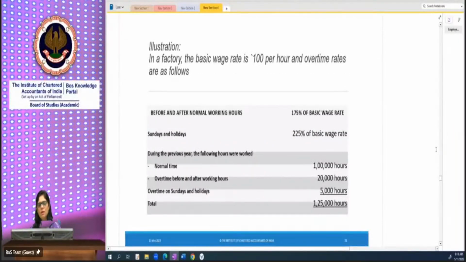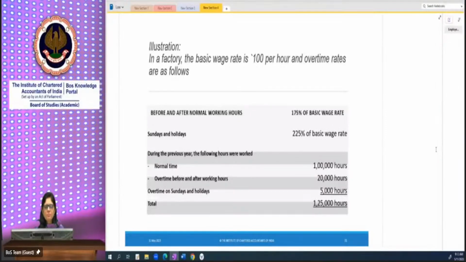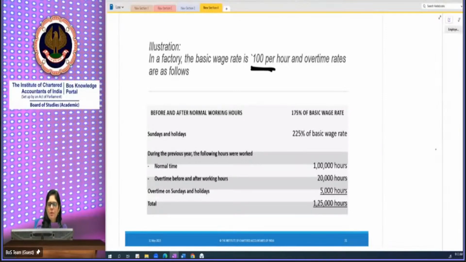Now this illustration probably will make it more clear for you, Darshan, how overtime is treated in the costing accounts. Just take a note of this question, please. The basic wage rate is 100 per hour and the overtime rates are as follows. The basic wage rate is 100. Let us say the normal working hours are 9 to 6 p.m.